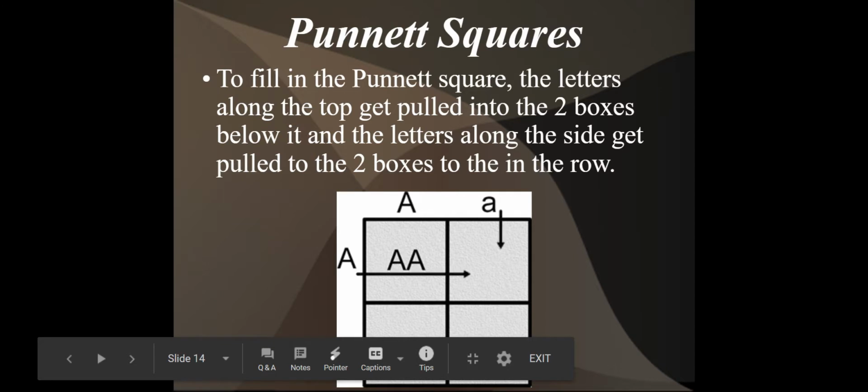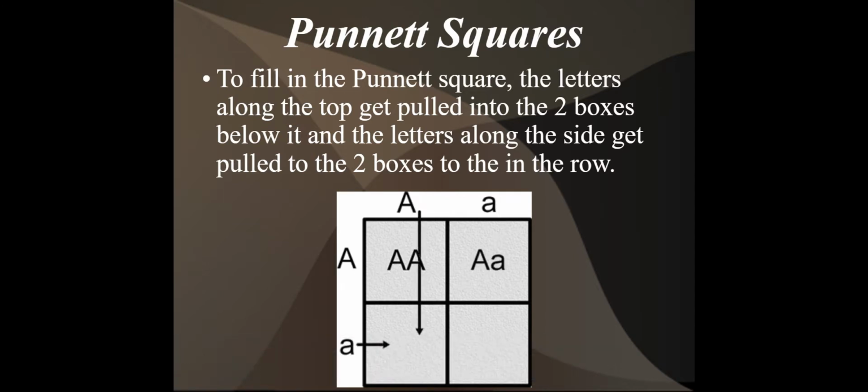To fill out a Punnett square, the letters along the top get pulled into the boxes, the two boxes below, and the letters on the side get pulled into the two boxes in that row. Think of it like back in elementary school when you used multiplication tables and you had to take like 4 times 5, and you go over to 4 and down to 5, and where your fingers meet in the middle, that's the answer.